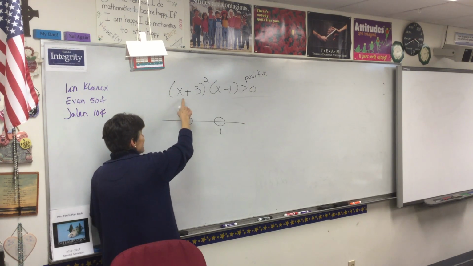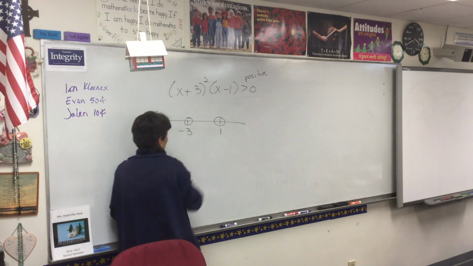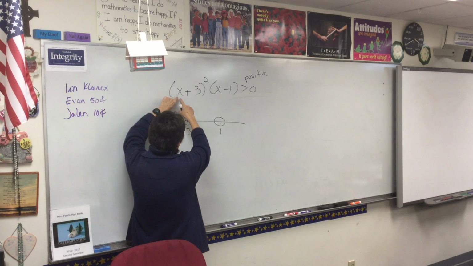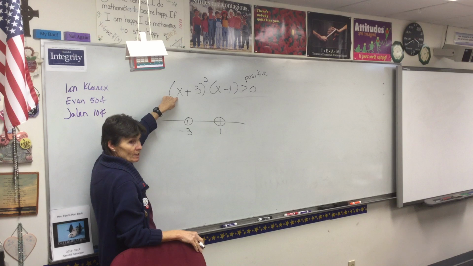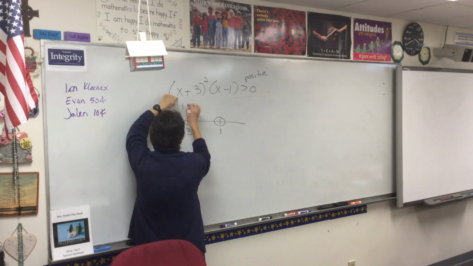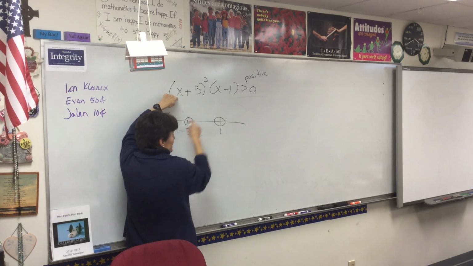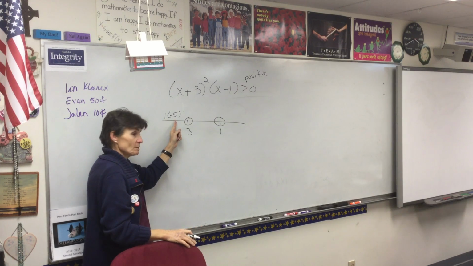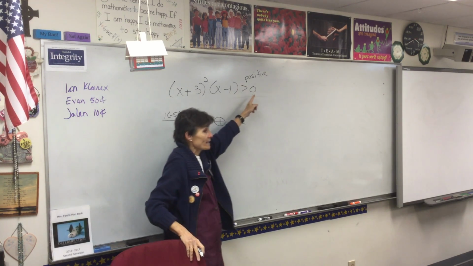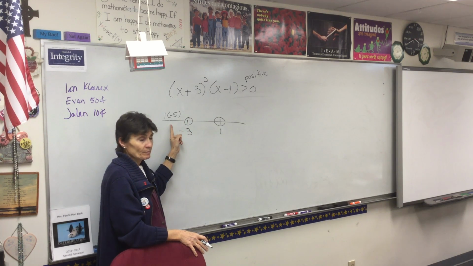So if I put in -4, I would get -4 plus 3 squared, 1. I'll put it down here. And then -4 minus 1 is -5. When I multiply those together, do I get a positive result? No. So I don't shade that.